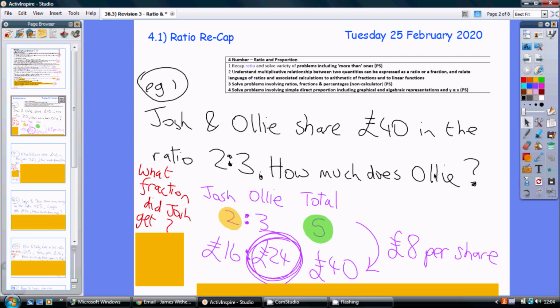So how much does Ollie get? Well, each share is worth £8. Ollie has got 3 shares, 3 eights are £24. Now the other thing that we went back and did afterwards: what fraction of the total did Josh get? Well, Josh got 2 out of 5 shares, so it's 2/5.